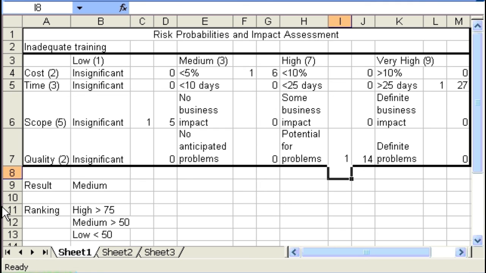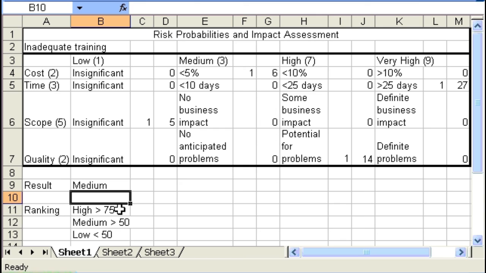And now we see the total risk impact for the project. This risk of inadequate training is being ranked as a medium possibility, a medium grade risk for our project. And that's simply the result of the addition of a 6 computed for cost, a 27 for time, a 5 for scope, and a 14 for quality. So taking all of those together, we add them together, and it's assessed to be a medium, and that's simply because the result is greater than 50 but less than 75.